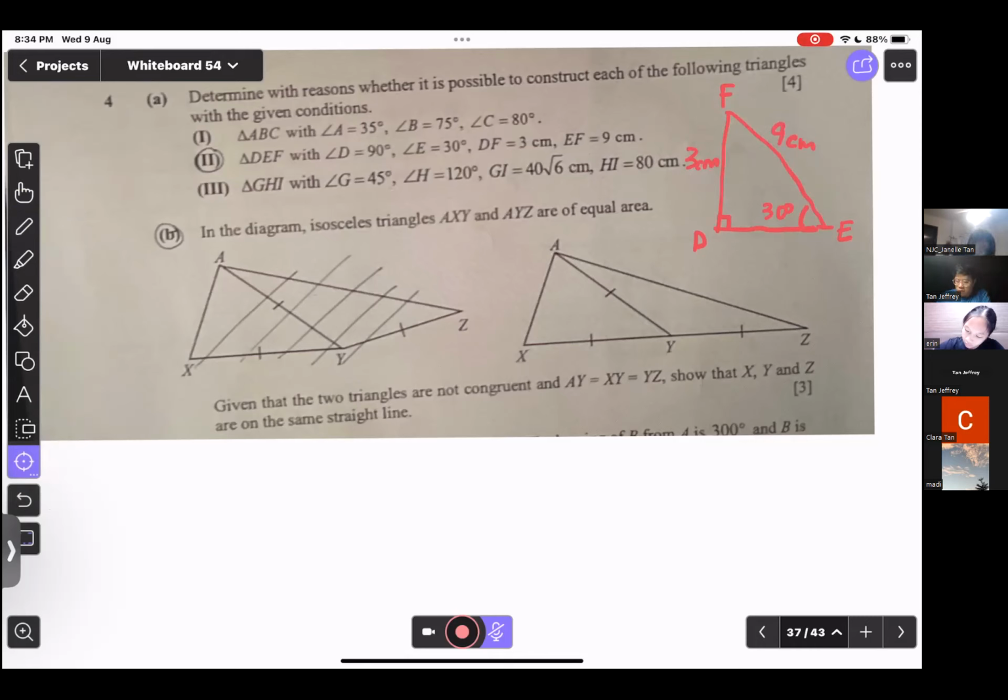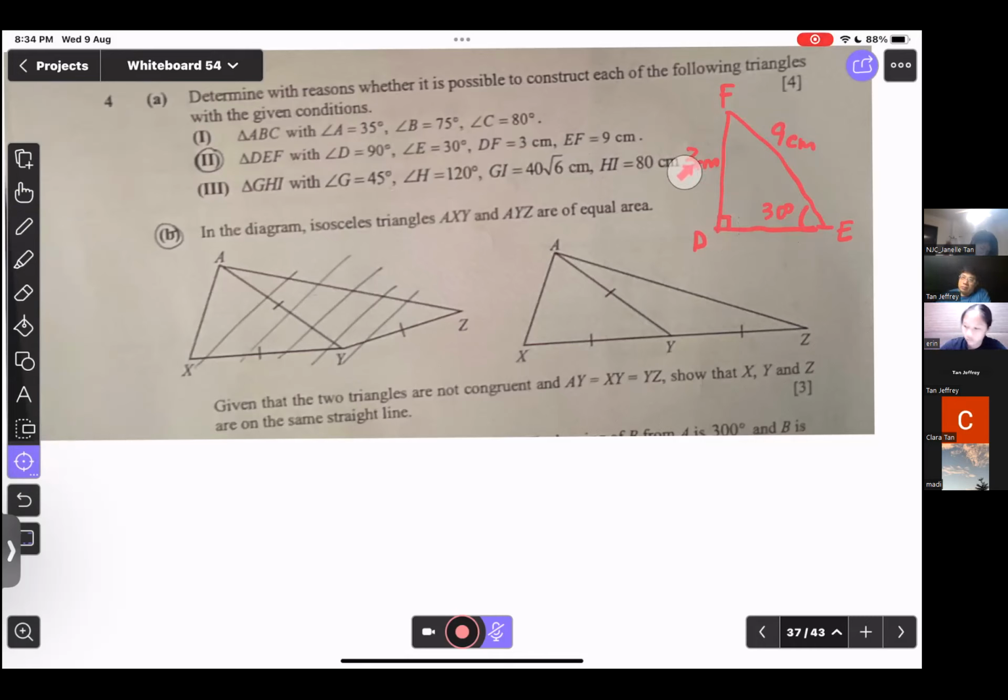So I ask myself whether such a triangle is possible. Let's assume that if you have such a triangle, one of the things it must fulfill is, from JH2 math, we know that if there's a right angle, it must fulfill Torcaso, right?